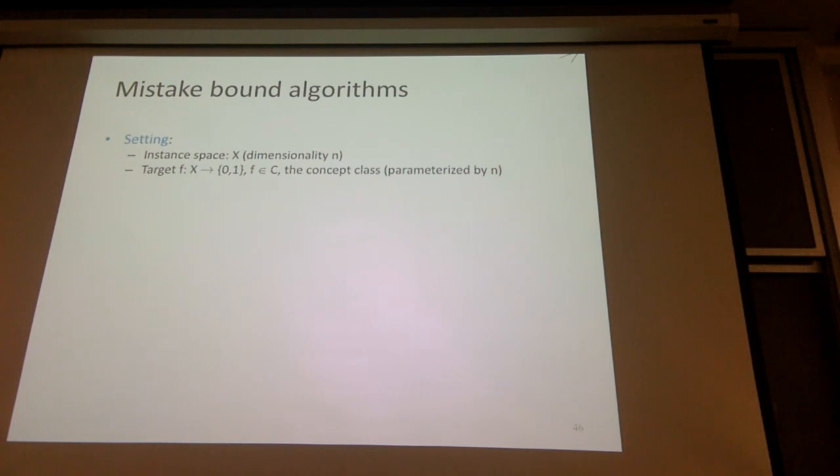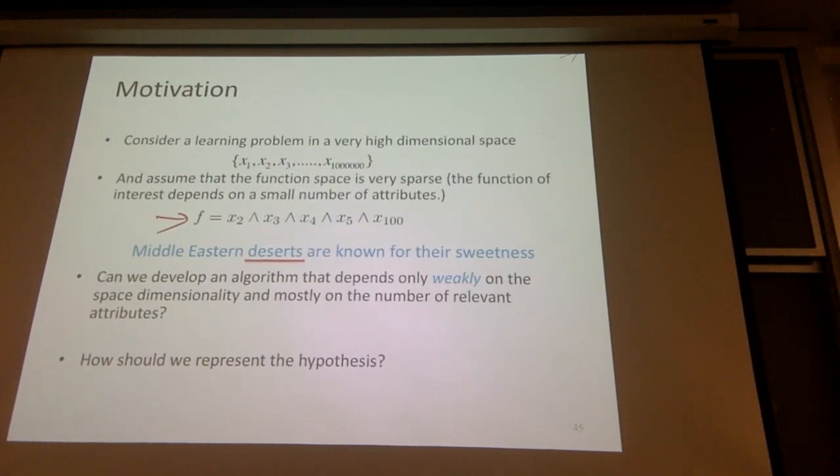The reason I introduced that question is I want you to just keep that thought in mind. What we care about is a weak dependence on the true dimensionality and a dependence only on the number of relevant features. And this was a question that was, for some reason, a really pressing question in the mid to late 80s.